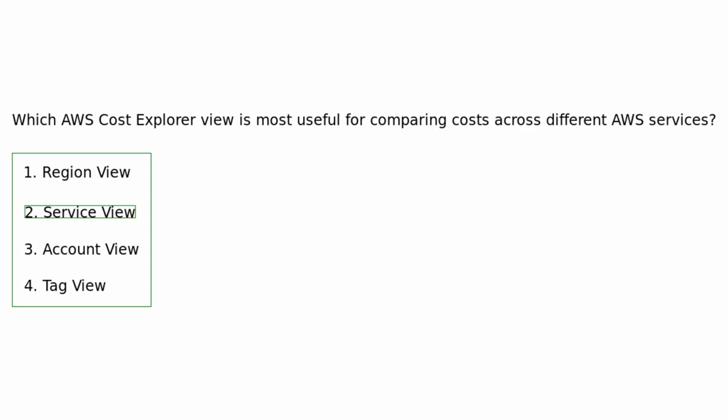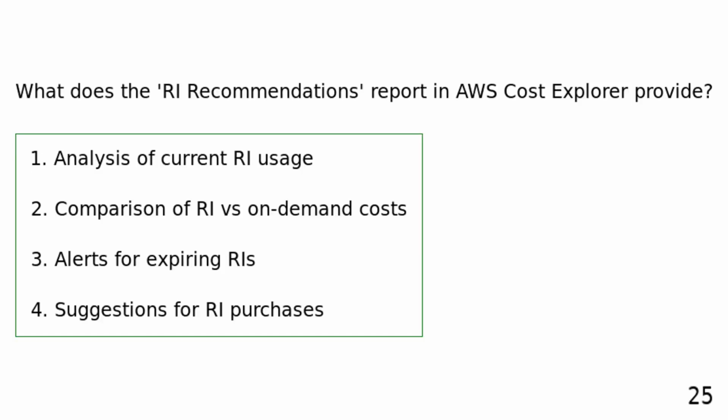The service view in AWS Cost Explorer breaks down your costs by individual AWS services, making it easy to compare expenses across different services like EC2, S3, or RDS. What does the RI Recommendations report in AWS Cost Explorer provide?